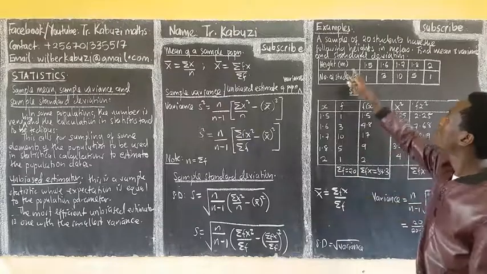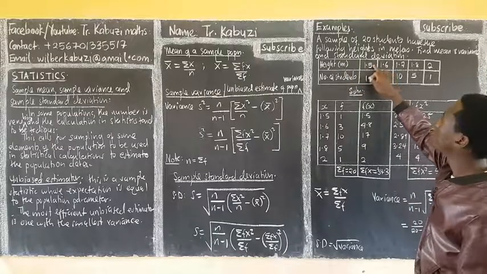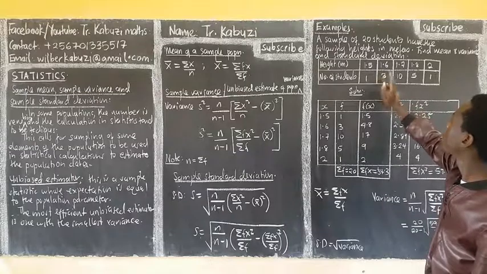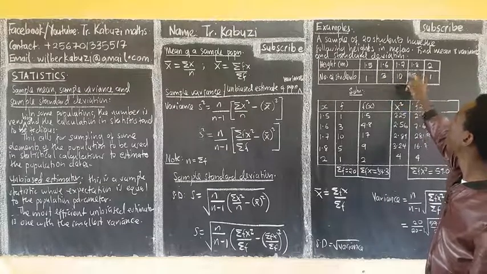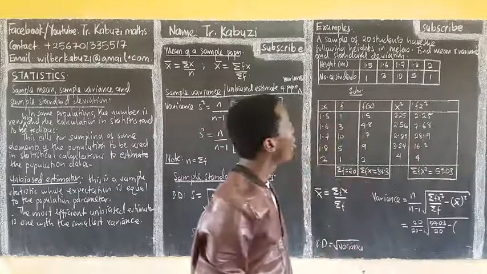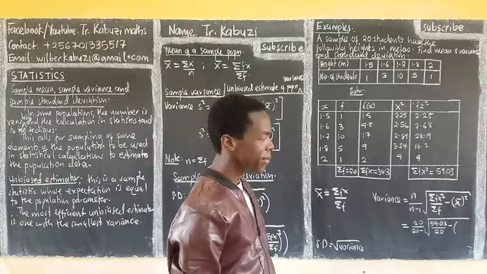The heights are in meters. Those with 1.5 meters, we have only 1. Those with 1.6, we have 3, 1.7, we have 10, 1.8, we have 5. And the tallest is 2 meters.